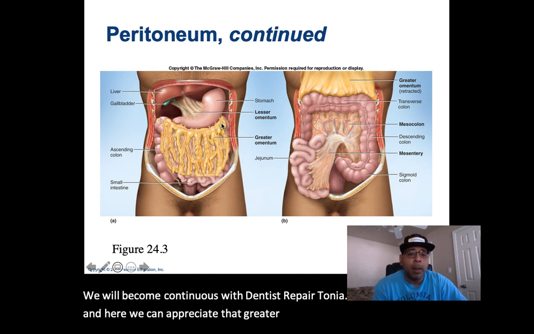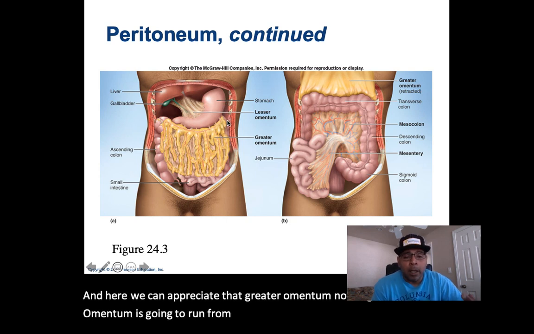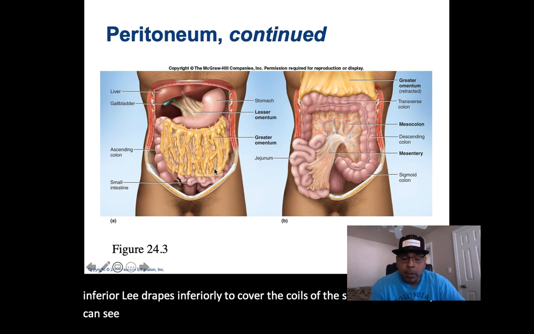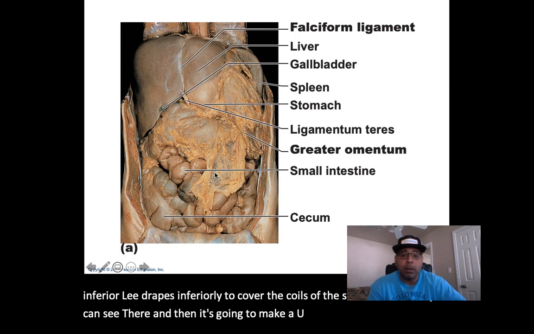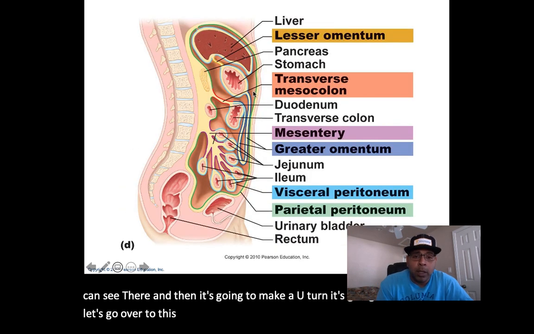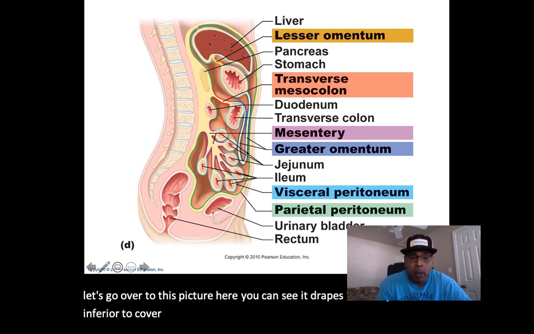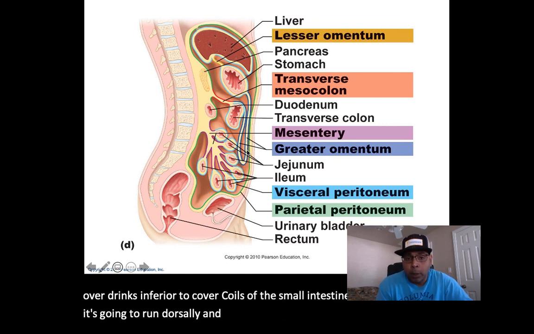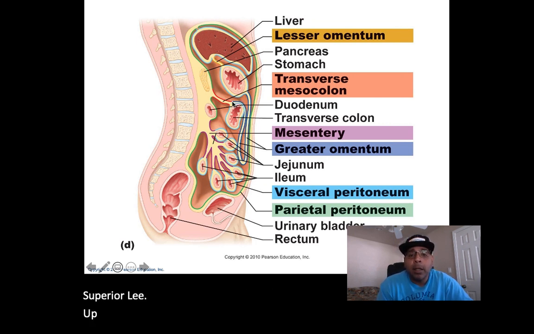Now this greater omenta is going to run from the greater curvature. It drapes inferiorly to cover the coils of that small intestine, as you can see there. And then it's going to make a U-turn. Let's go over to this picture here. You can see it drapes inferiorly to cover the coils of the small intestine, makes a U-turn. So it runs dorsally and superiorly up to blending in with, eventually, that transverse mesocolon.